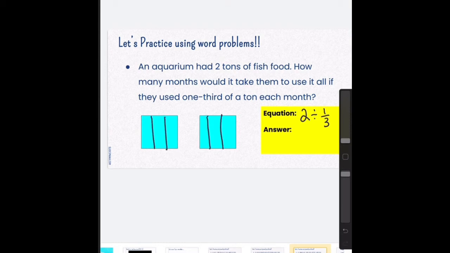Here's my model. And then I count each box to figure out what my total is. A faster way to find your total is simply multiplying the whole number by the denominator.